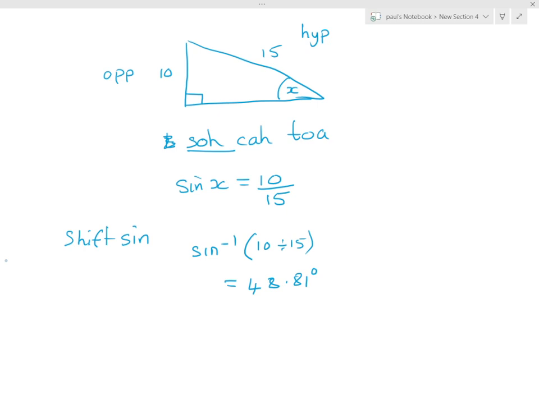Yeah. So when you're going from a number to an angle, you do the shift sine. When you're going from the angle to the number, you just press the sine button. So it's just a little bit different. I didn't like that 10 divided by 15 because I could see where that was heading to, like a recurring decimal, so I didn't like that.